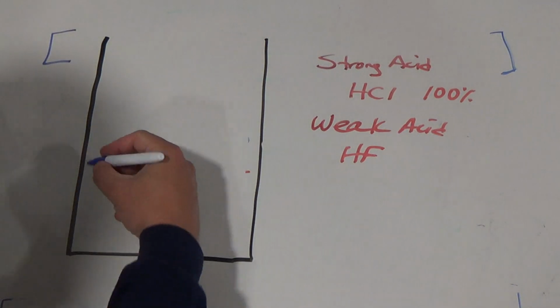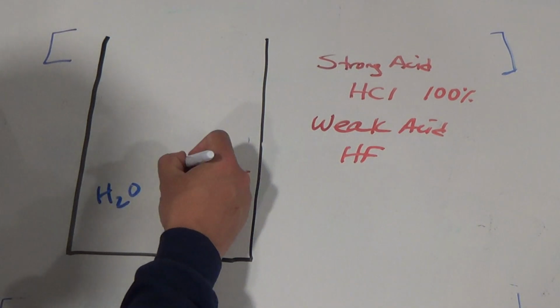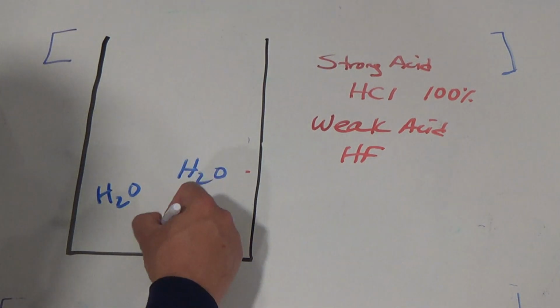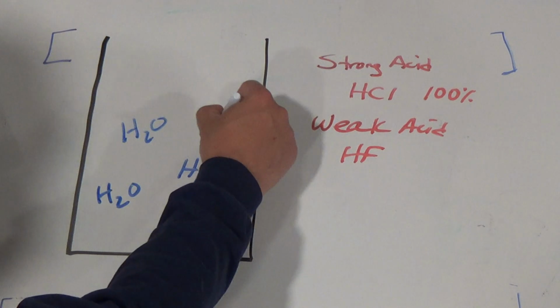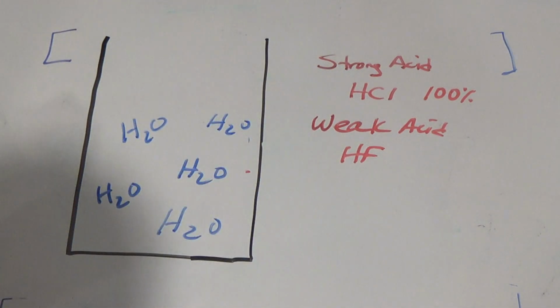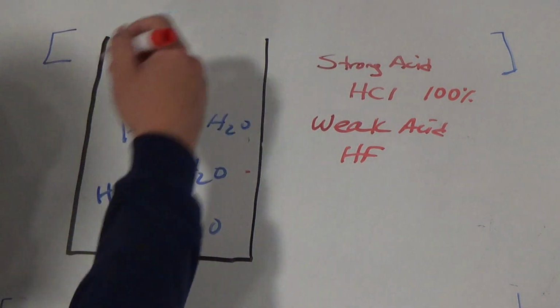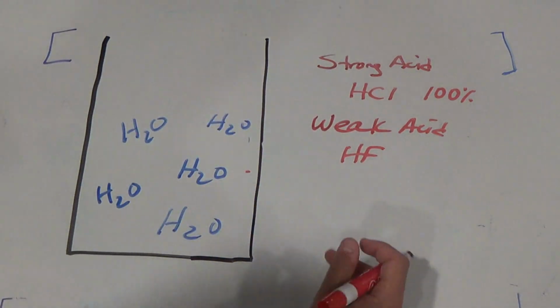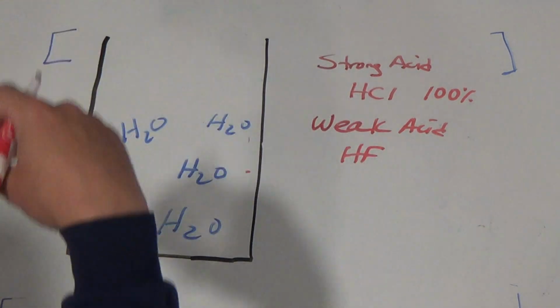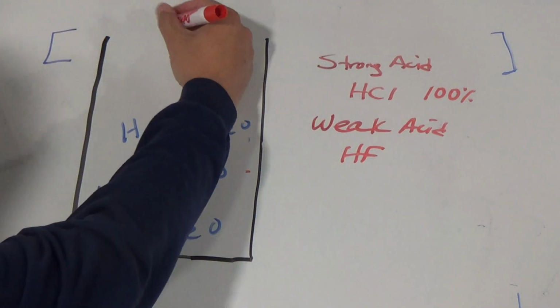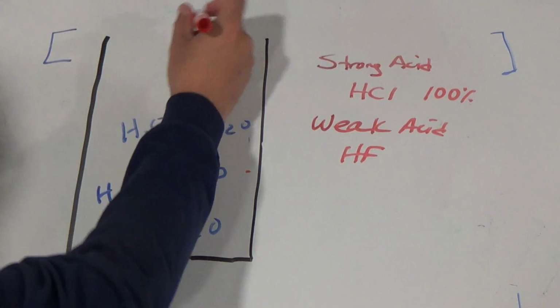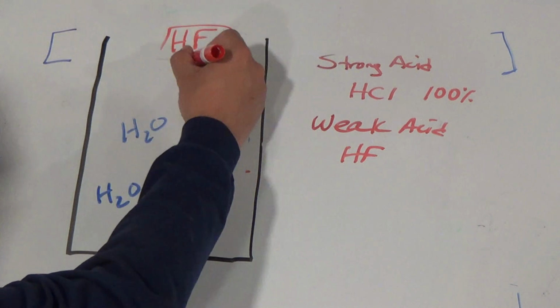So let's once again put in 5 water molecules, just for simplicity. There's 5 water molecules. So let's put in the weak acid. We'll put in 3 hydrofluoric acids. And I'm not saying 3 moles, 3. I know that's impossible, but we're just taking it easy. Let's put in 3 HFs. Drop in the first one.